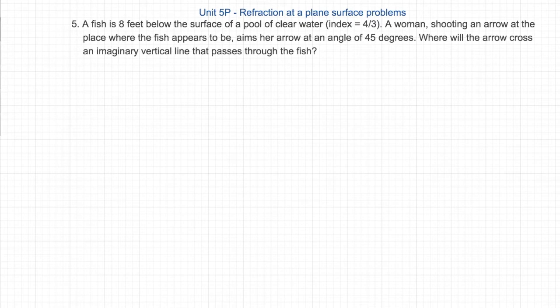Question 5, a fish is 8 feet below the surface of a pool of clear water, index 4/3. A woman shooting an arrow at a place where the fish appears to be aims her arrow at an angle of 45 degrees. Where will the arrow cross an imaginary vertical line that passes through the fish?